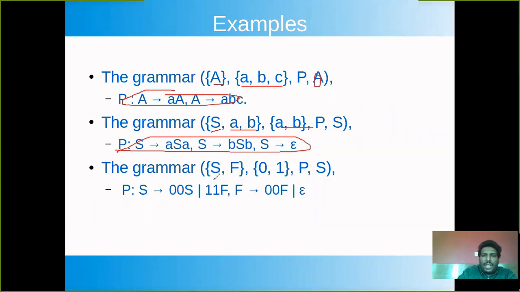One more grammar we can see here. Non-terminals are S and F. You can clearly see 0 and 1 are the terminals, and P is the production rules. Again, S is the start symbol. Okay, this is how we are going to represent any grammar, not a language. This grammar will generate some language. The production rules: S goes to 0F, one production, and F goes to 1F, one more production, or epsilon.